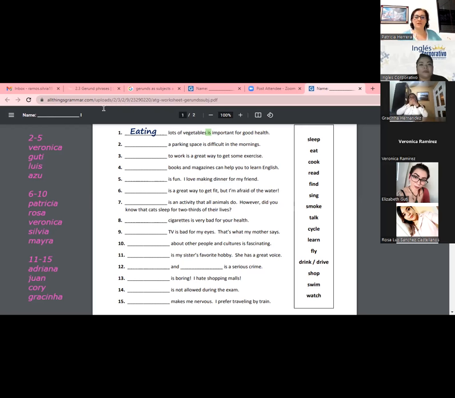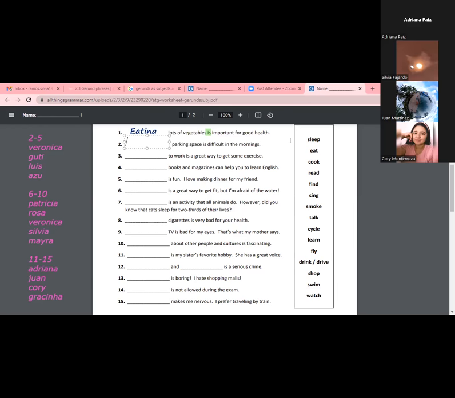Yes. In number two, finding a parking space is difficult in the morning. Okay, finding. Repeat with me. Finding. Finding a parking space is difficult in the mornings. Okay, thank you. Guti, number three.